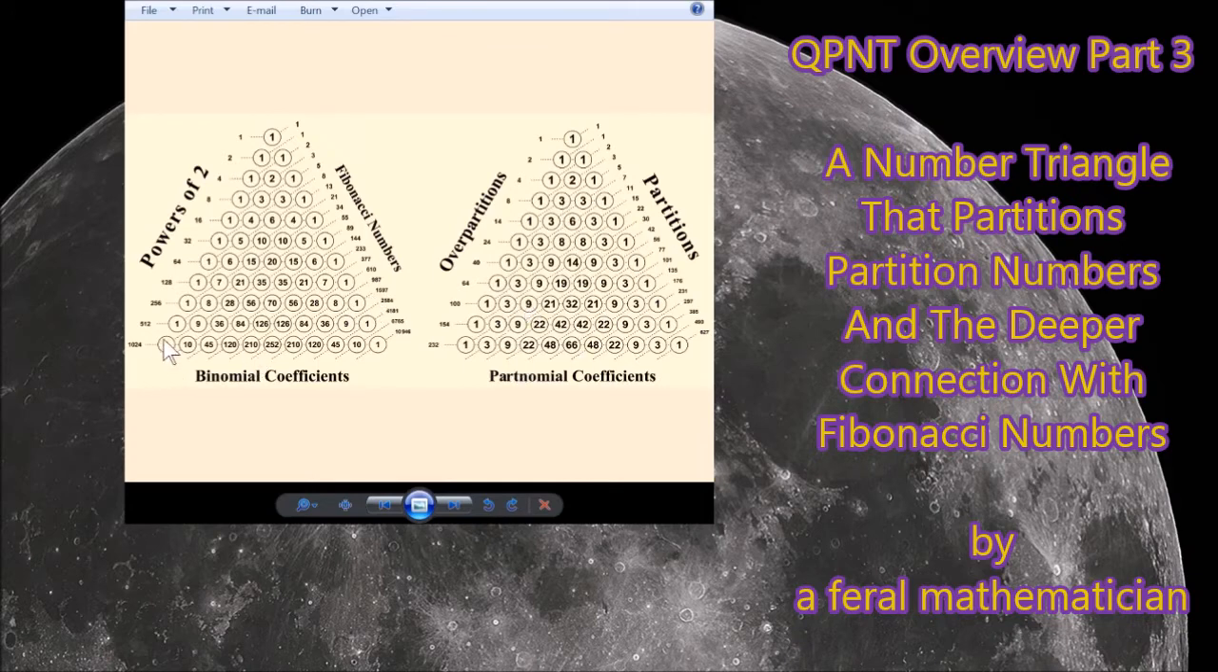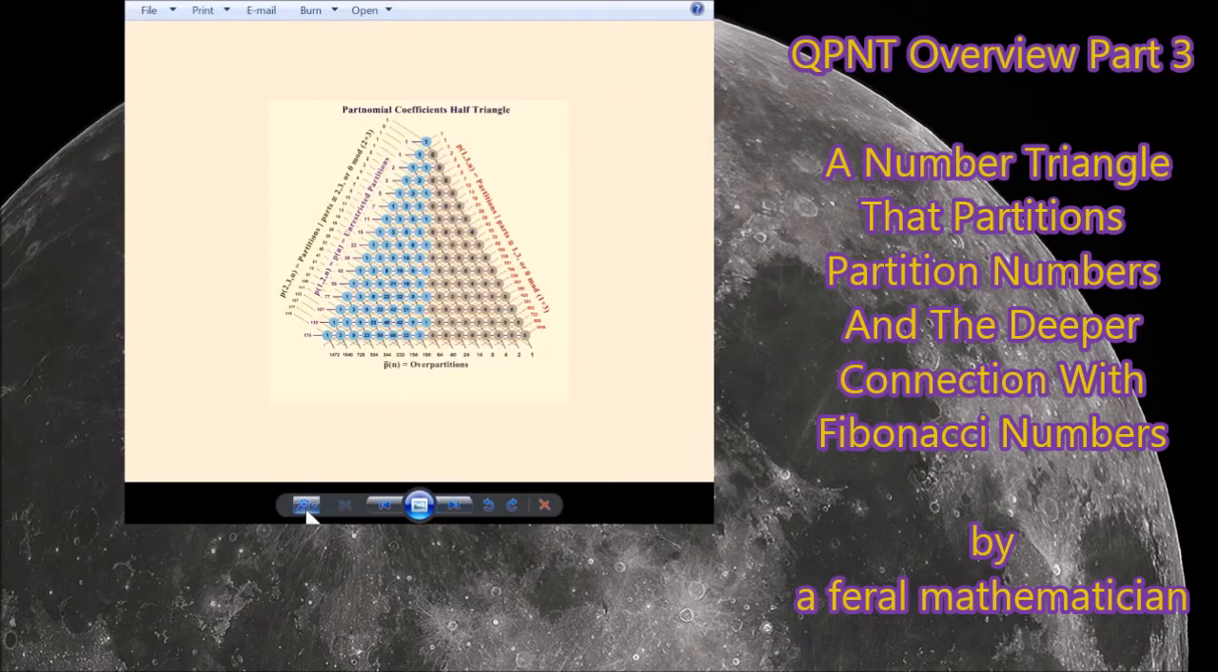So in these angled lines, we're summing the Fibonacci numbers. The rows are summing the powers of 2. But over here, the same slanted lines are summing to partitions, and the rows are summing to over partitions. So creating this isomorphism right off the bat. But there's a lot more to it, because look at this one here.